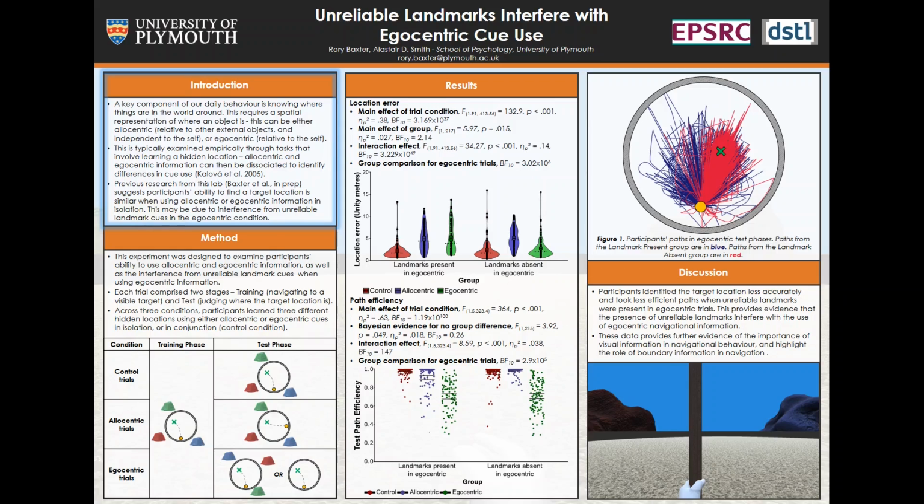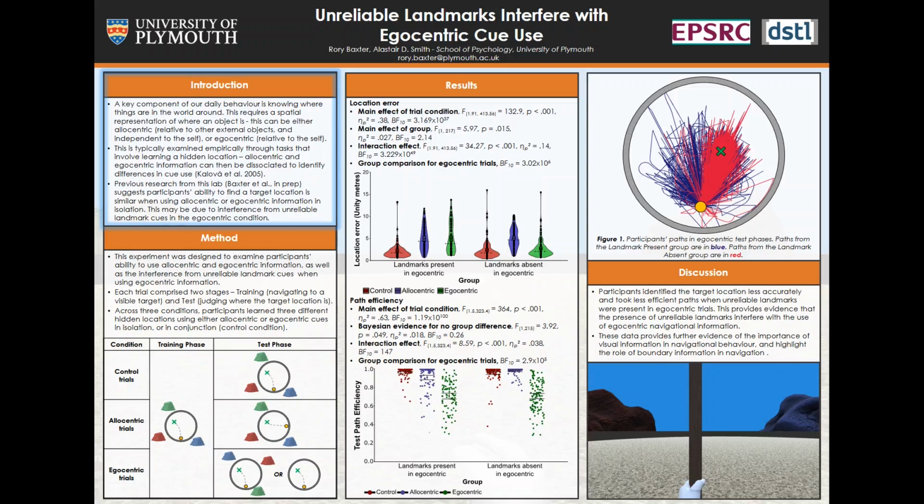A key process that might account for this difference is the ability to employ different types of spatial cues to identify where locations are in the world around us. These cues are broadly categorized as either egocentric, describing the spatial relationships between external objects and the navigator, or allocentric, describing the relationships between external objects independent to the navigator.